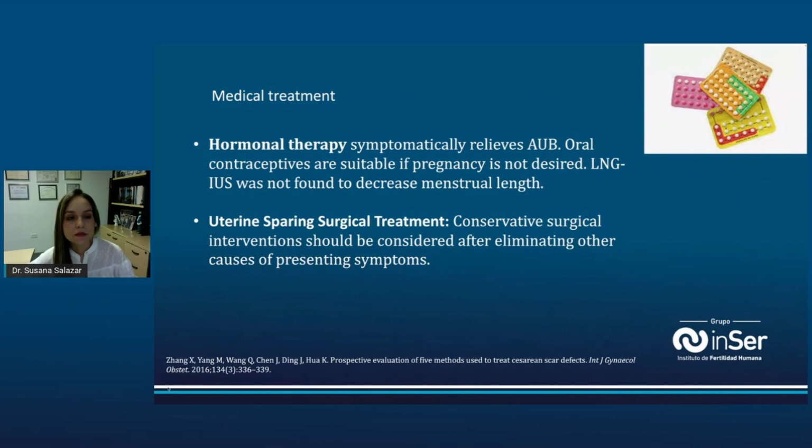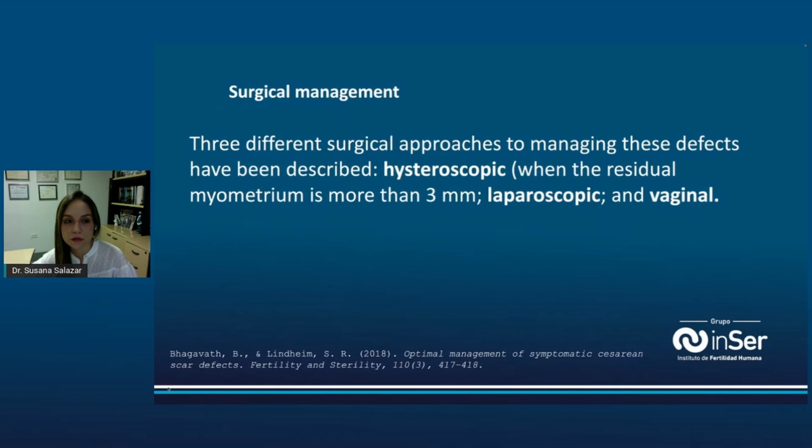Medical treatment. Hormonal therapy symptomatically relieves AUB. Oral contraceptive pills are suitable if pregnancy is not desired. IUD was not found to decrease menstrual length. Uterine-sparing surgical treatment. Conservative surgical interventions should be considered after eliminating other causes of presenting symptoms.